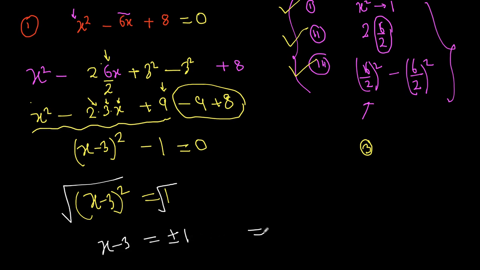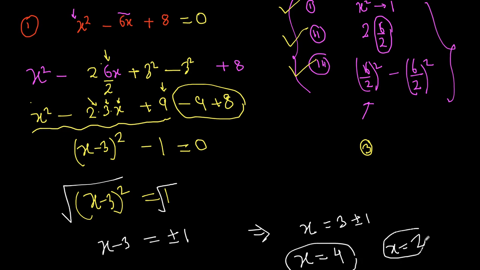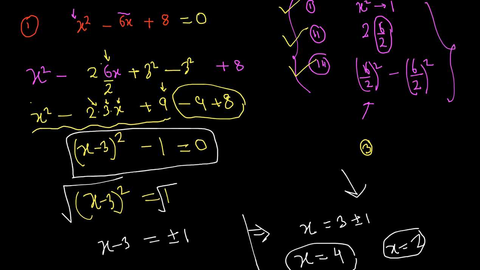Now the next step is to shift minus 3 to the other side, which will give you 3 plus minus 1. Take one time positive, so you will get x is equal to 4, and take one time negative, you will get x is equal to 2. So these two are the roots of the quadratic equation. You could have used the minus b formula to get these values, but we have used the completing the square format. So I have squared this quadratic equation, and then tried to find the solution, which is the roots of the quadratic equation.